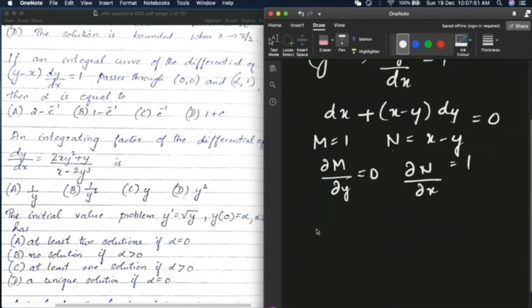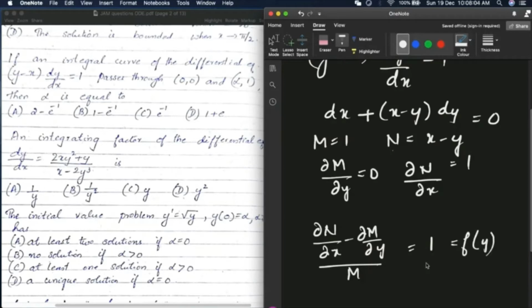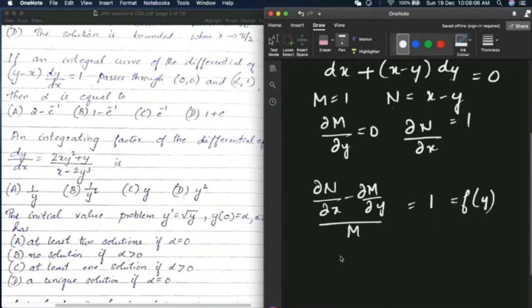So I think this will work: dou N by dou x minus dou M by dou y, divided by M. That is actually 1. I can consider this as a function of y. The integrating factor I have explained last time, so I'm not going into the theory. So it is e raised to integral 1 dy, which is equal to e raised to y. So you got the integrating factor. That means I have to multiply. Integrating factor is that term with which, when you multiply the differential equation, it becomes exact.